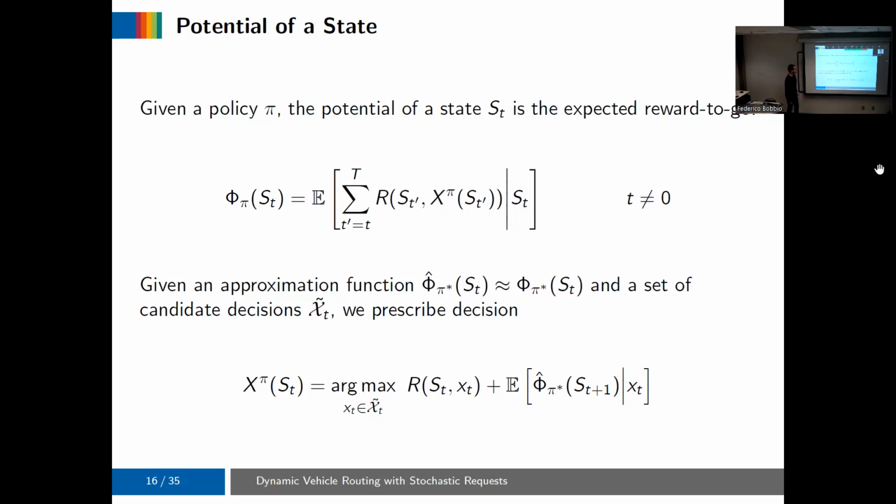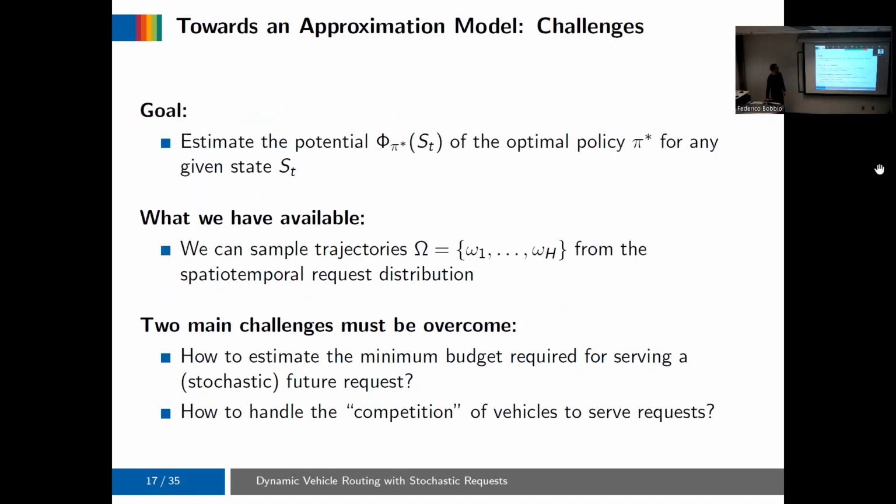Basically, the idea is that if you have a good approximation of this potential, or the value function, you can generate a bunch of candidate decisions, X tilde, at epoch t, and you can select the decision that maximizes your immediate reward plus the expected future reward. So everything boils down to having a good approximation of the potential. And then this expectation you can figure out by doing some sample average. All right, so now our goal is to get a good approximation of the potential.